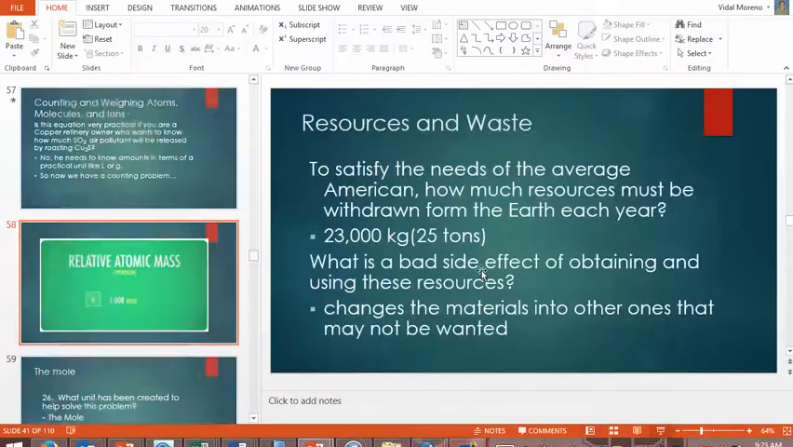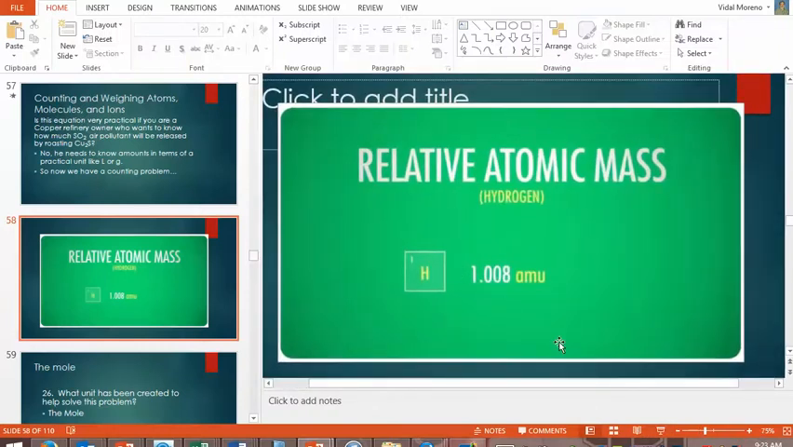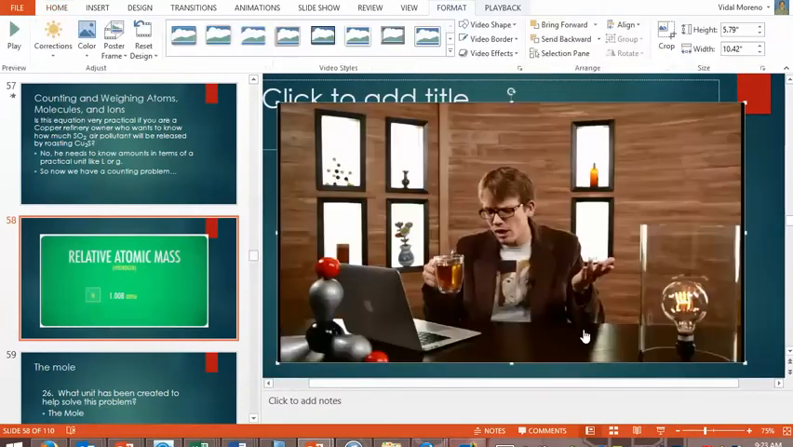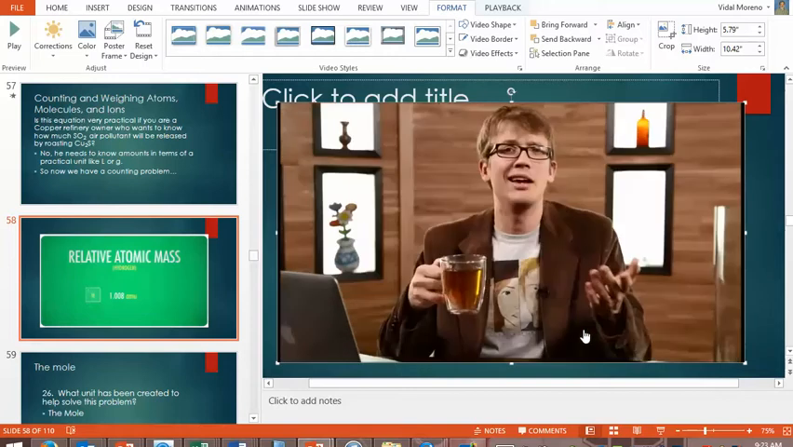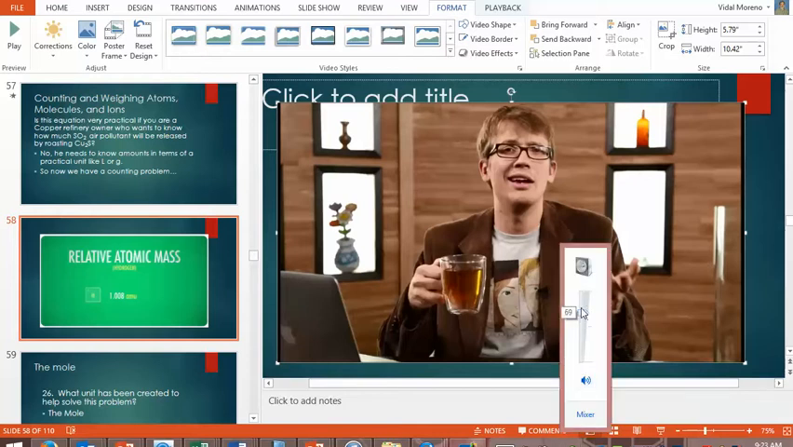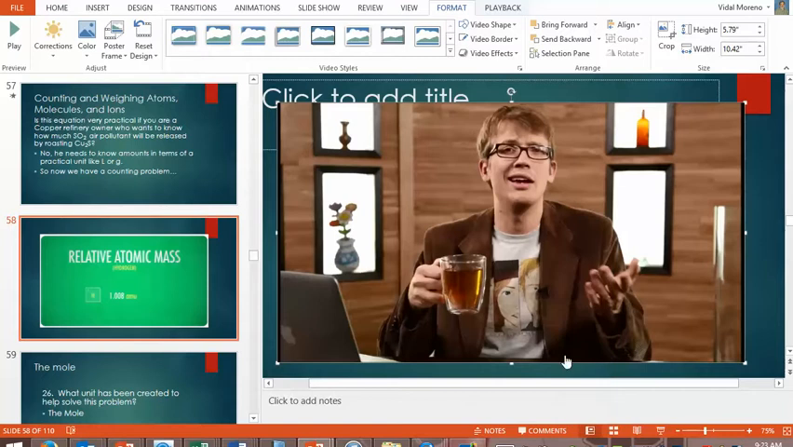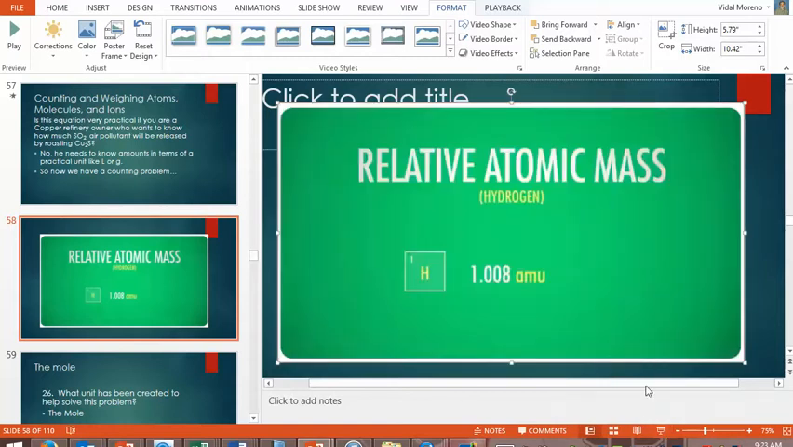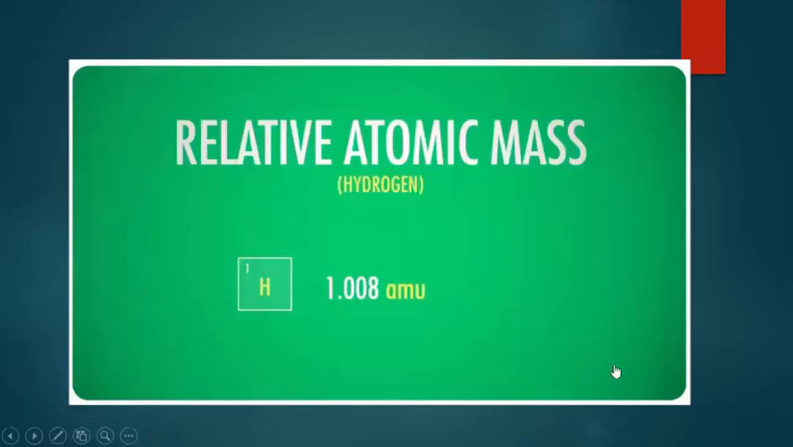None of this solves my tea sweetening problem. Like, I don't know how many AMUs of these molecules together are going to make this taste good. We're still having technical difficulties. Is your volume turned down? My volume's turned down. Why is my volume turned down?